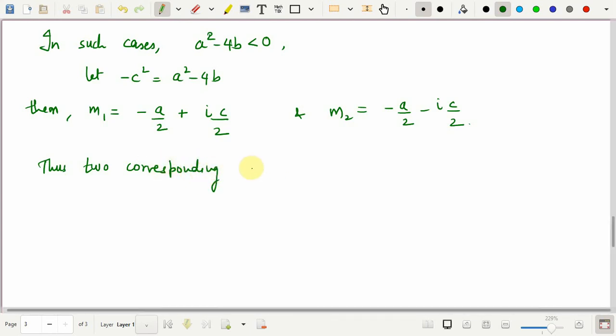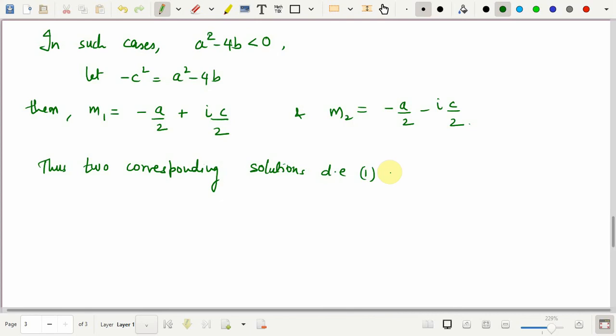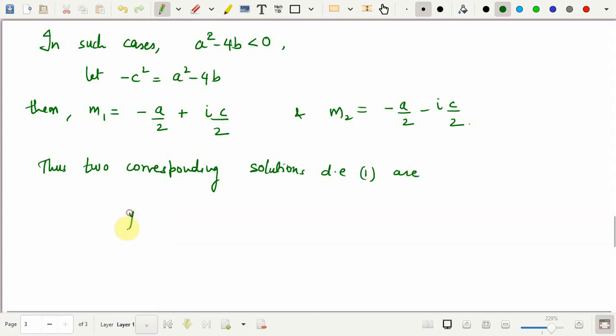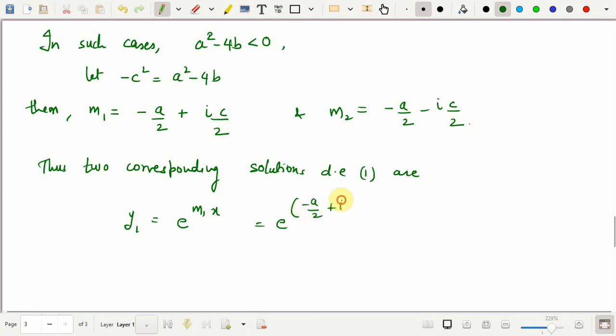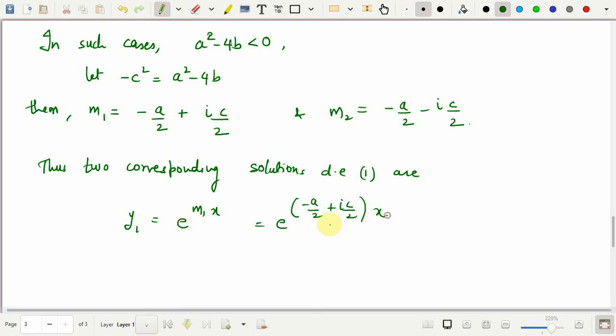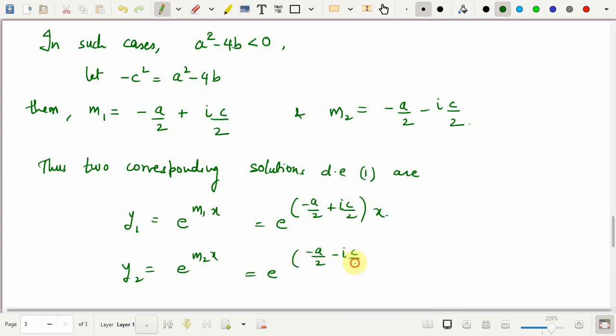Corresponding solutions of differential equation 1 are given by y1 equals e raised to m1 x, that is the same as e raised to (minus a by 2 plus iota c by 2) into x, and y2 is given by e raised to m2 x, which is the same as e raised to (minus a by 2 minus iota c by 2) into x.